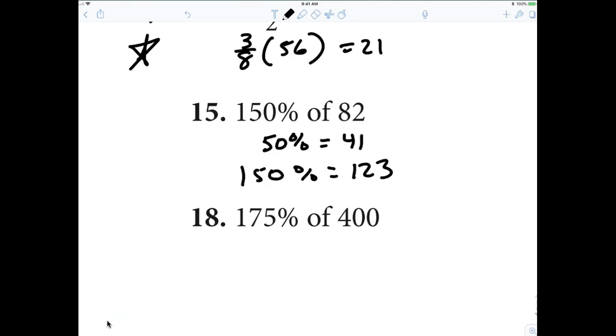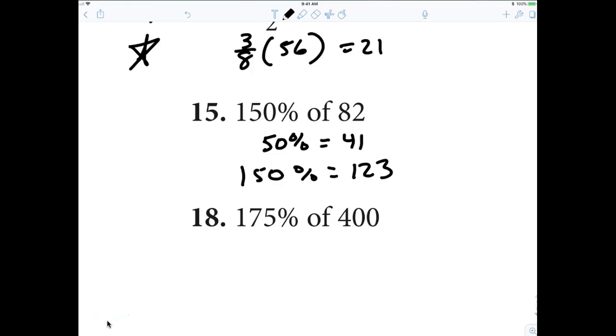Now, how did I do that? Oh, I was just going to say, can't you multiply 82 times 1.5? Do you want to race? Which one do you think is faster? Yes. That's the whole point of the lesson for today. I'm pretty sure you can multiply 82 times 1.5. I'm pretty sure.